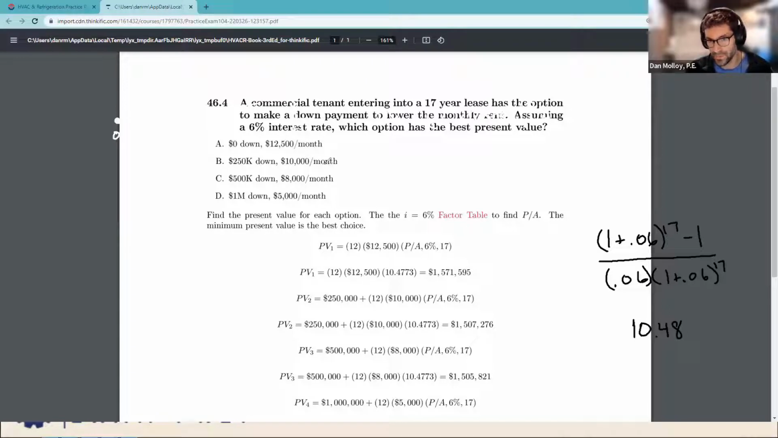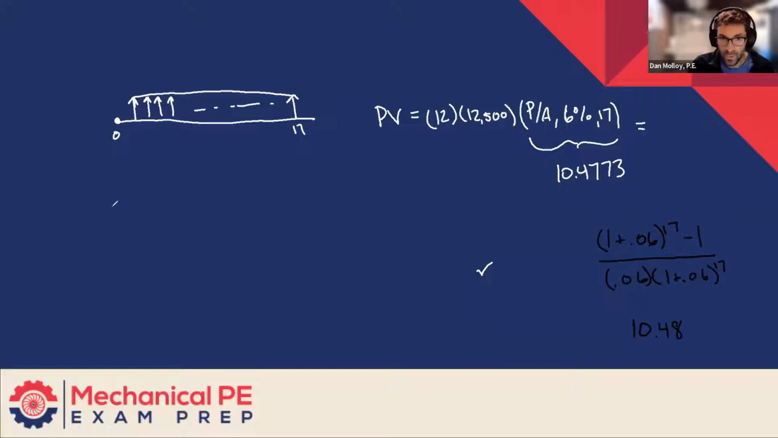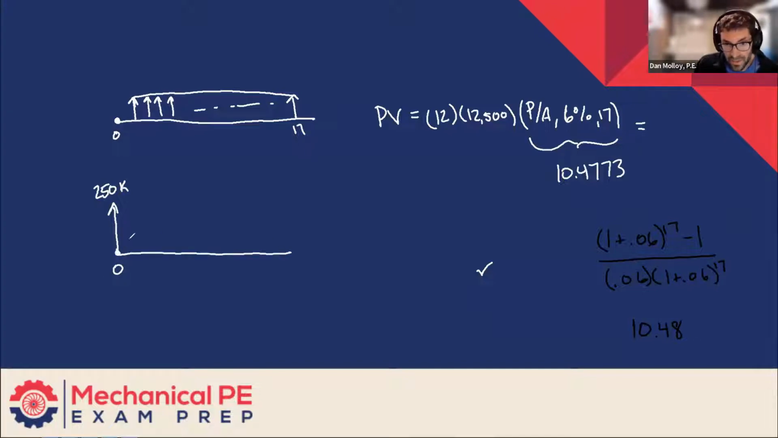So now it's going to be $10,000 a month instead. So that part of the calculation is going to be very similar, but now we have this $250K down. So how do we deal with that? Well, that cash flow diagram is going to have a big $250K straight away in year 0. And then for 17 years, we have these little payments of 10,000 all the way out to year 17.